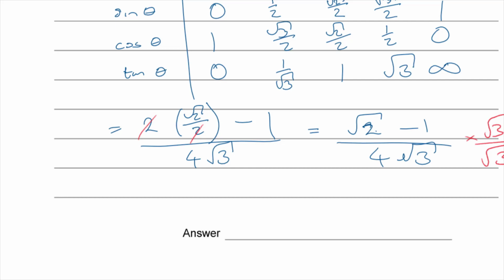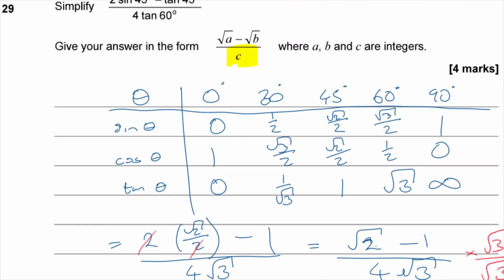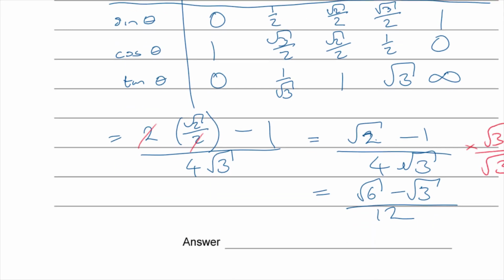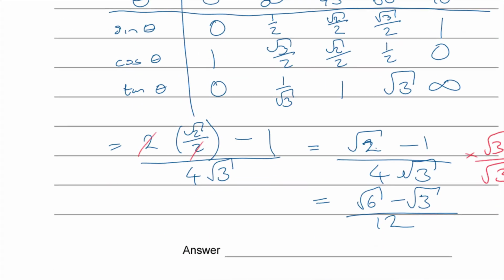Root 3 times root 3 is a 3. So on the bottom, that changes to 4 times root 3 times root 3, which is 4 times 3, which is 12. On the top, I'm going to get root 2 times root 3, which is root 6, minus 1 times root 3 is minus root 3. So I'm going to get root 6 minus root 3 all over 12. So I think that is in the form that they want it to be.